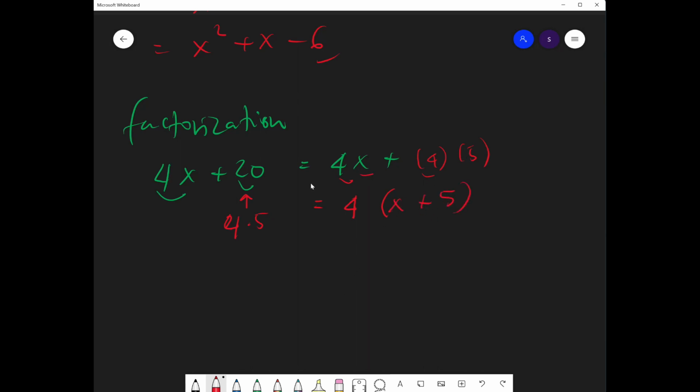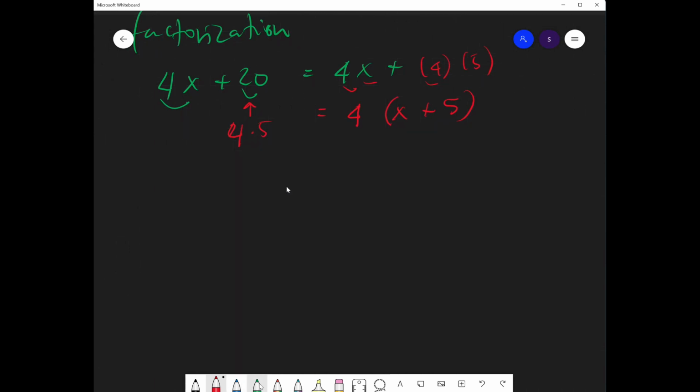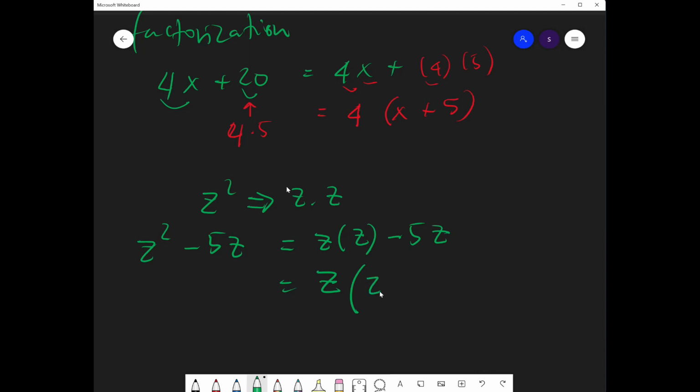Another, we have z squared, which equals z times z. So z squared minus 5z equals z times z minus 5z. To factorize, we put the z outside and let the z minus 5 be in the bracket. If we want to prove it, we can multiply z into the numbers inside the bracket. So the result will be equal to this.